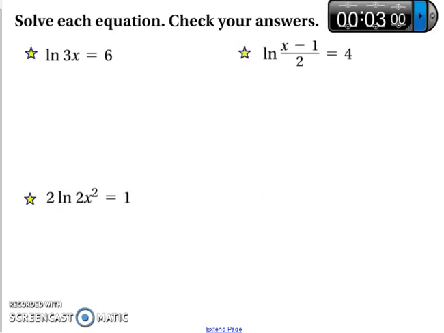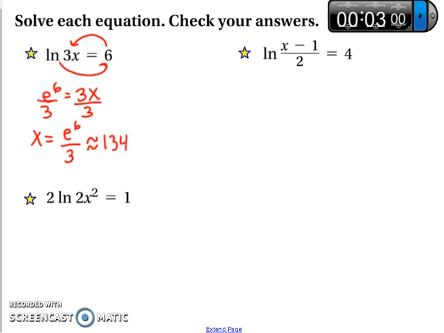Okay, if we look at a couple more, so the first one, the ln's already isolated, so we're just going to change it to an exponential. So e to the 6th equals 3x, and we're going to divide by 3. So our exact answer is x equals e to the 6th over 3. The approximate answer is going to be 134.48.